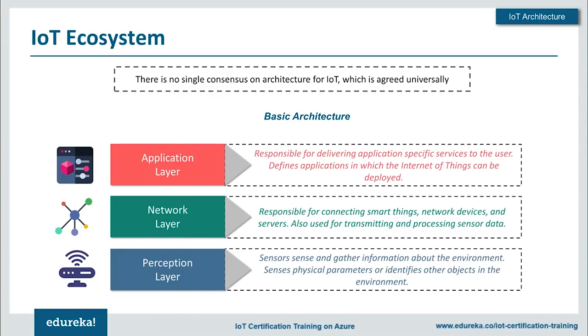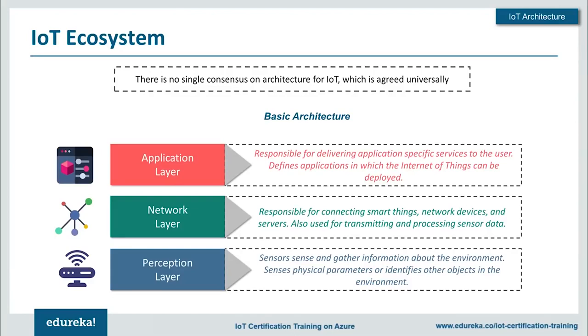When we come down to the IoT ecosystem, there's no single consensus, no single architectural design that's agreed universally, because each company, each organization, each user has different requirements. When we look at it, we can break it down to a simple three-level architecture, wherein we have a perception layer where sensors gather information from the environment around them. Once this is done, I'm going to pass this information to the network layer. The network layer takes up the responsibility of transferring this data from the sensors to the next layer, which is the application layer. Here, the main responsibility is that the application delivers this information to the end user or the end platform.